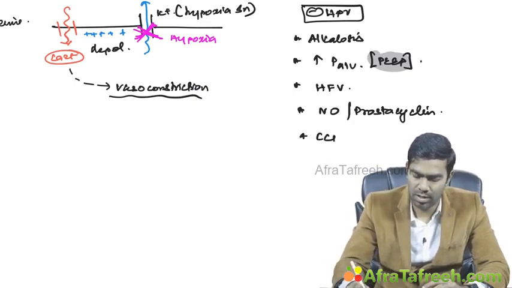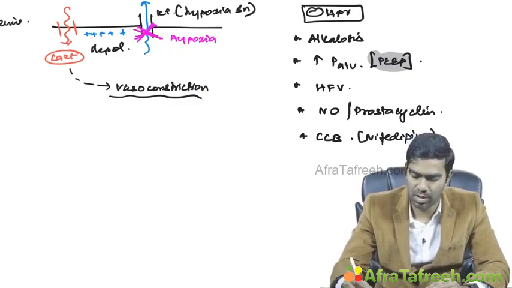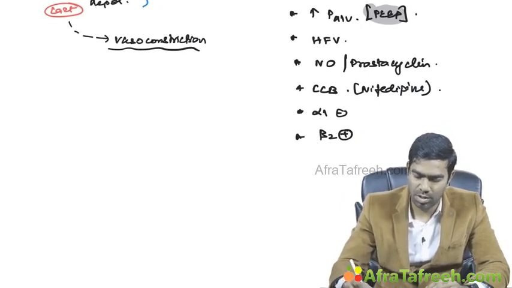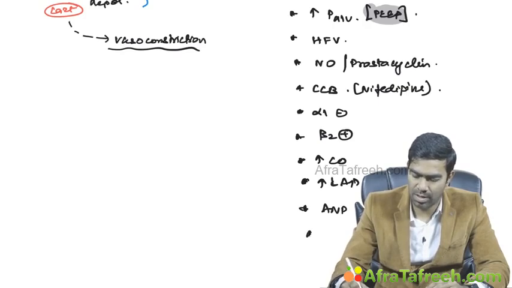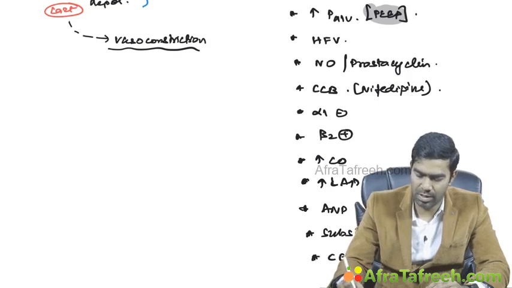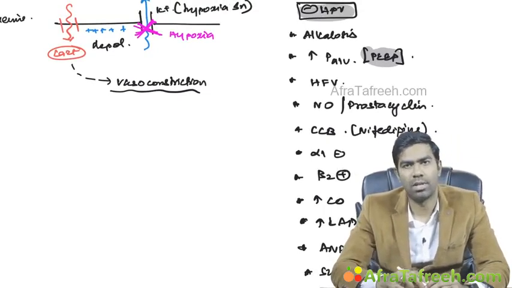Or in patients who are receiving calcium channel blockers, CCBs, typically nifedipine. Nifedipine, that's why it's also used for treating pulmonary artery hypertension and high altitude pulmonary edema, because they inhibit the hypoxic pulmonary vasoconstriction. Alpha-1 blockers like prazosin. Then you can have beta-2 stimulation like salbutamol. Then if the patient is having increased cardiac output or increased left atrial pressures, some few substances like atrial natriuretic peptide, substance P, and calcitonin gene-related peptide called CGRP. These are the substances that are going to inhibit the hypoxic pulmonary vasoconstriction.